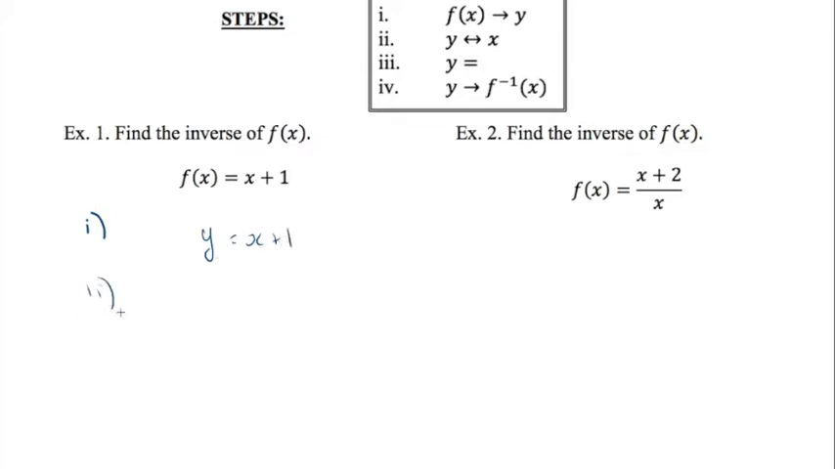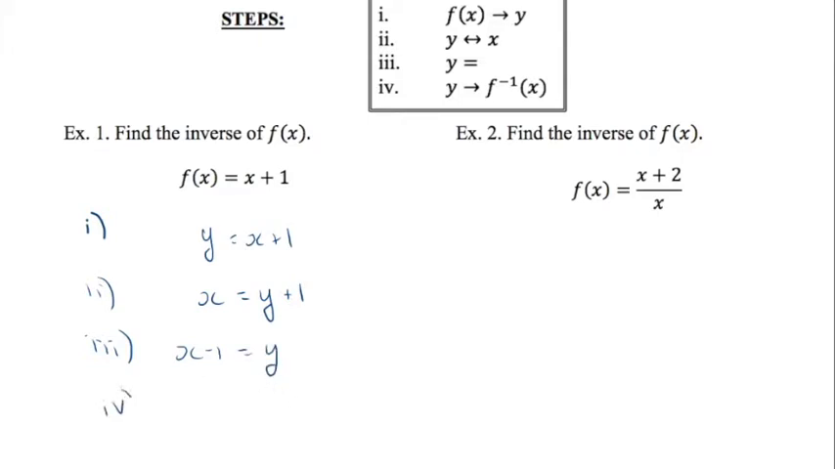Second step, that's telling us to change all our y's into x's and all our x's into y's. So every place we see a y, it becomes an x, and every place we see an x, it becomes a y. Third step is telling us to rearrange this equation into the form y equals. We need to isolate y. So why don't we minus 1 from both sides?